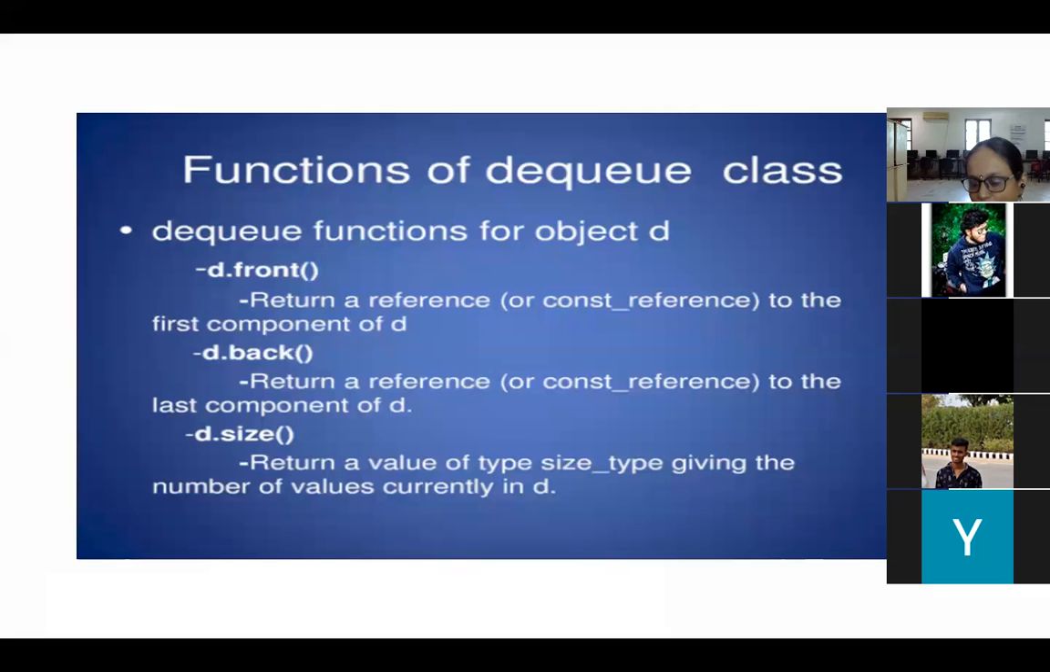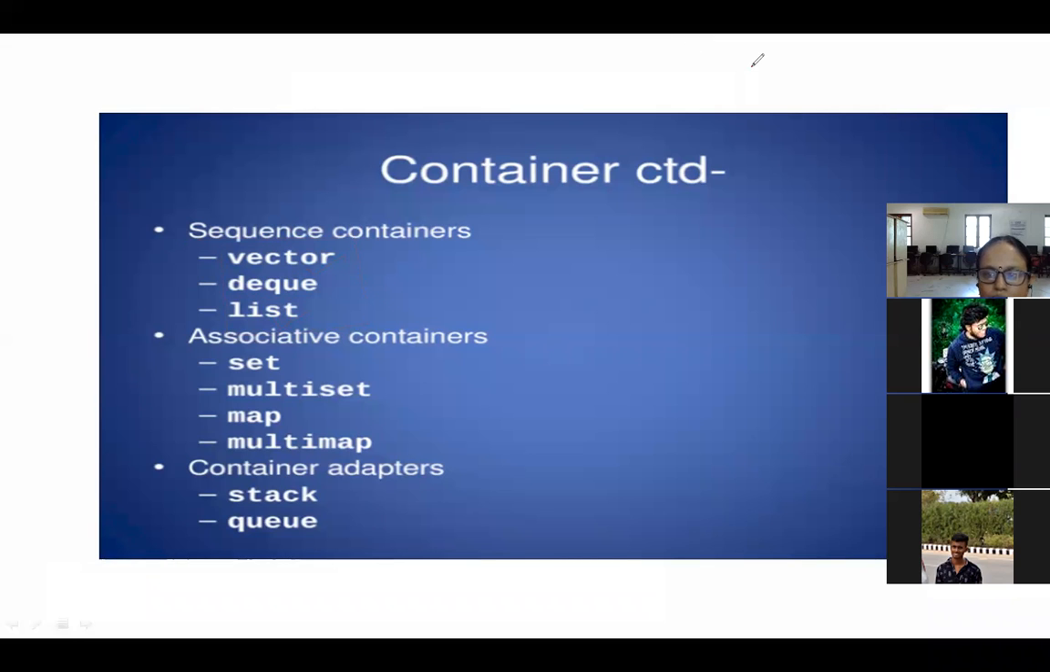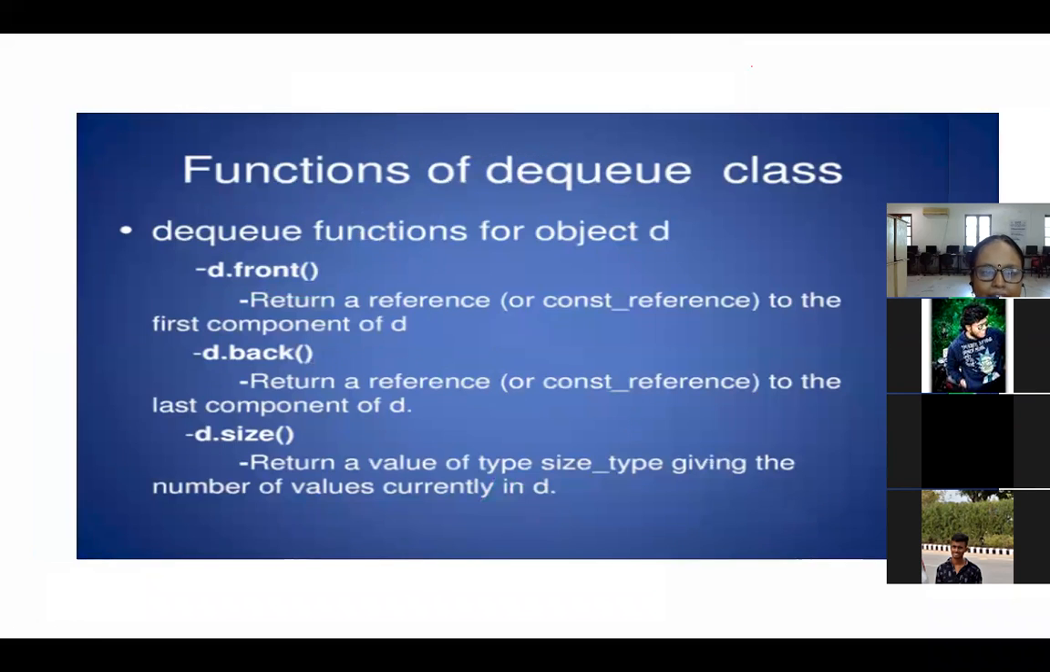Then the DQ class. While we are discussing sequence containers, vector, DQ, list, we have seen vector and we have seen list. Now we are discussing DQ. DQ returns a reference to the first component, returns a reference to the last component, and returns a value of type size giving the number of values currently in D.